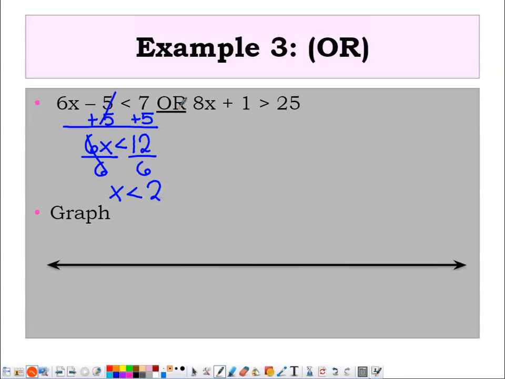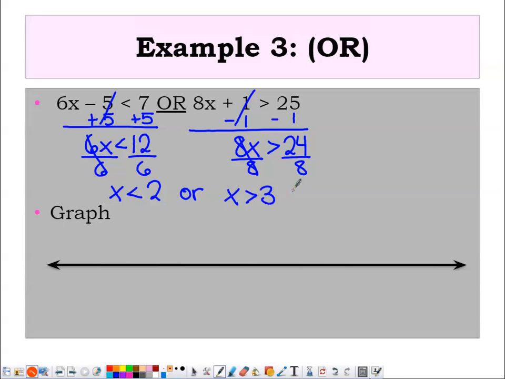Okay? Same thing, make sure you drop down that OR. That's a good habit. And then we're going to go ahead and solve this inequality right here. So I'm going to go ahead and subtract 1. So we have 8x is greater than 24. The inverse of multiplication, we have division, so divide by 8. So x is greater than 3.